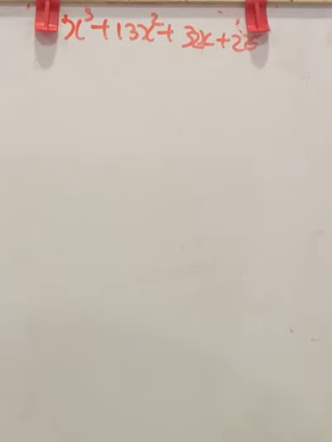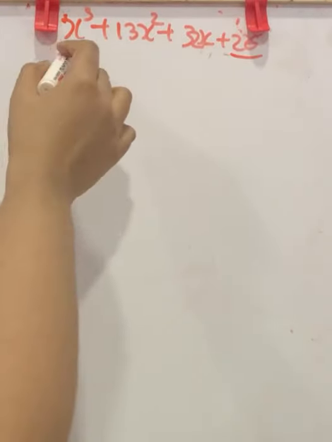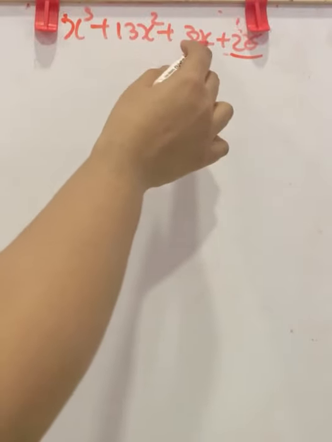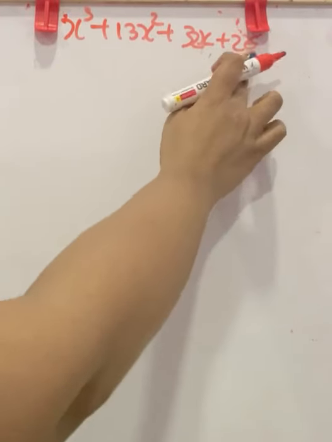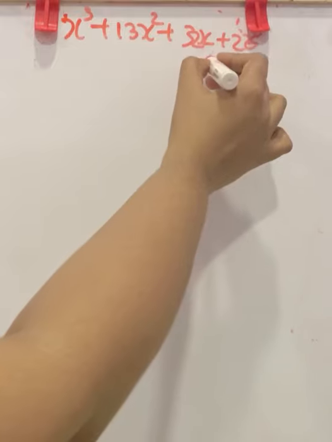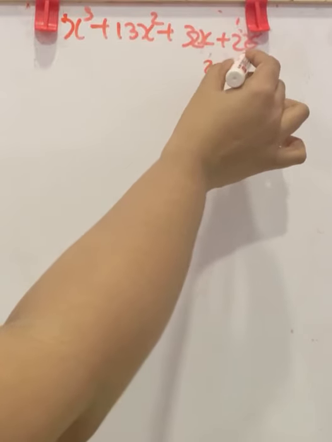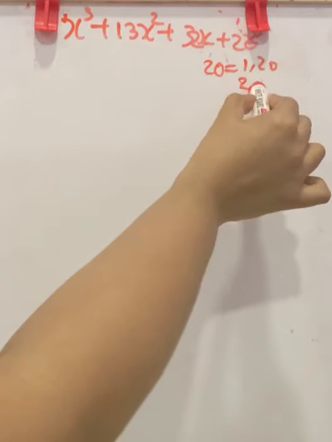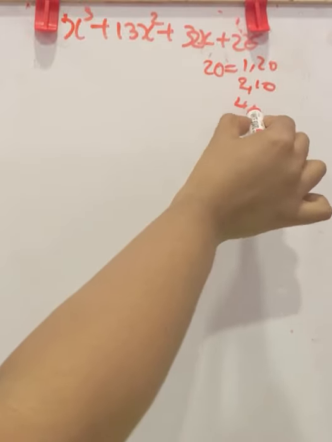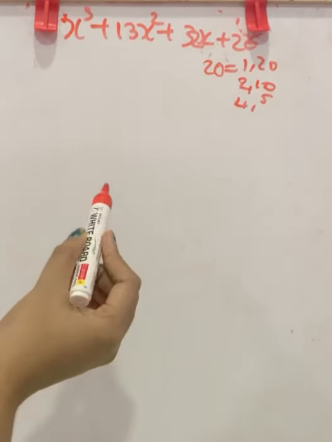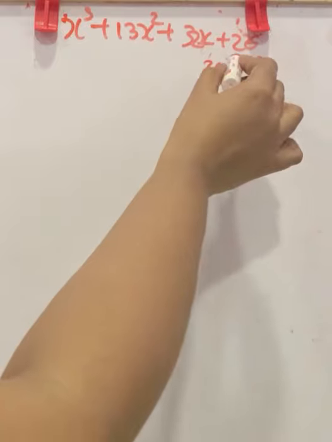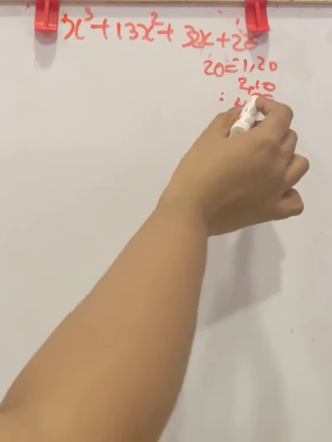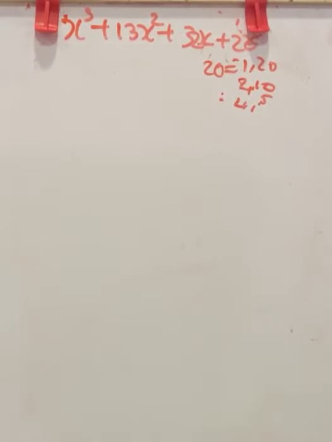Next question, x cube plus 13x square plus 32x plus 20. Now this is a cubic polynomial, so you have to consider d here. This is ax cube plus bx square plus cx plus d form. So d means 20 and factors of 20 are 1, 20, 2, 10, 4, 5. Also minus 1, minus 20 and minus 2, minus 10, minus 4 and minus 5. Then also you will get 20.